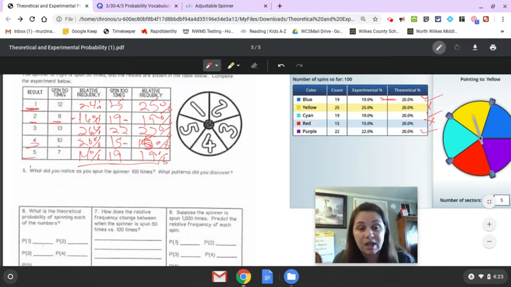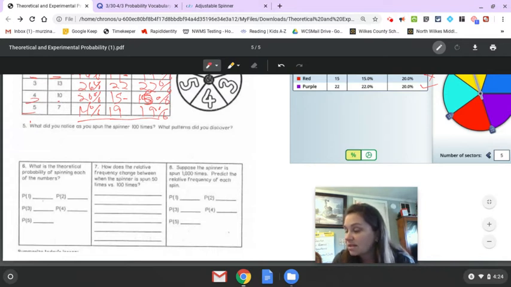So the observation that I made was more of the numbers got closer to its actual probability as we spun it 100 times. That was what I discovered. And then you may discover something different as you do your own experiment with it.